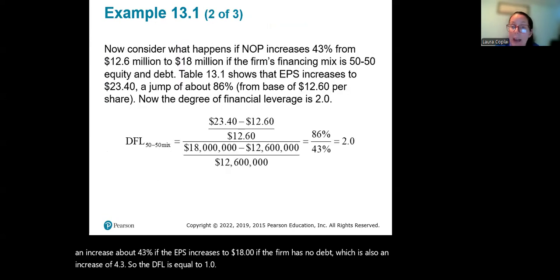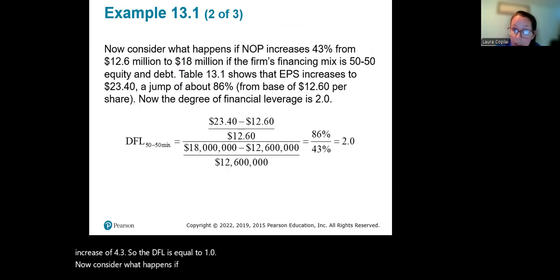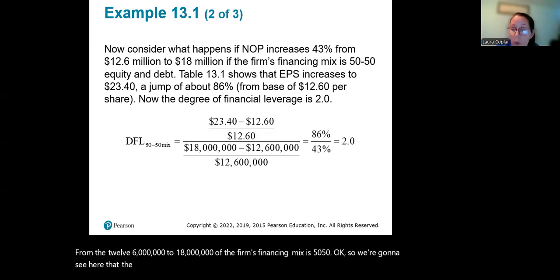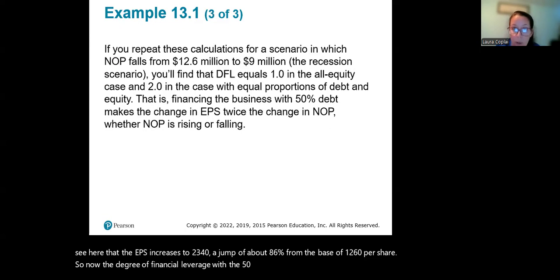Now consider what happens if NOP increases by 43%, from the 12.6 million to 18 million, if the firm's financing mix is 50/50, okay? So we're going to see here that the EPS increases to 23.40, a jump of about 86% from the base of 12.60 per share. So now the degree of financial leverage with the 50/50 mix is 2.0.